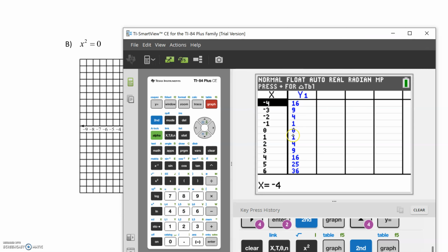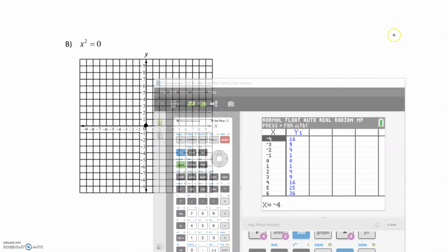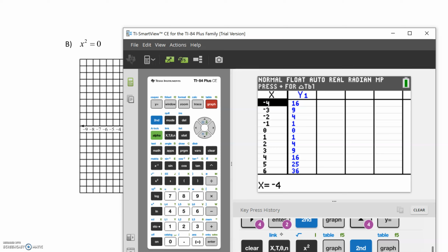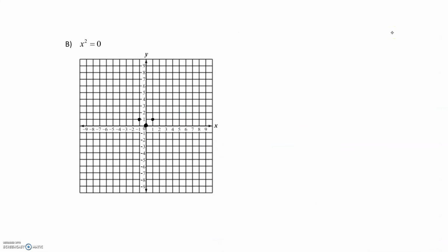And our next 2 are going to be at -1, 1 and +1, 1. And our next 2 out are going to be -2, 4 and +2, 4. And we're going to graph it. Obviously, it's going to hit on all of those, okay? So this particular parabola only has one solution because it only hits the x-axis at x equals 0. So our solution is going to be x equals 0, okay?